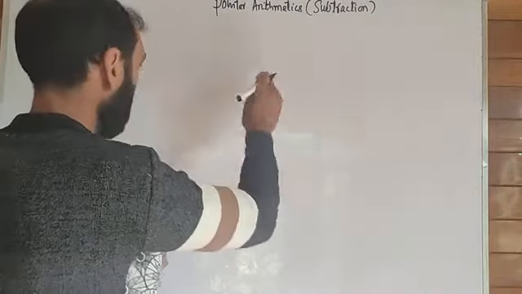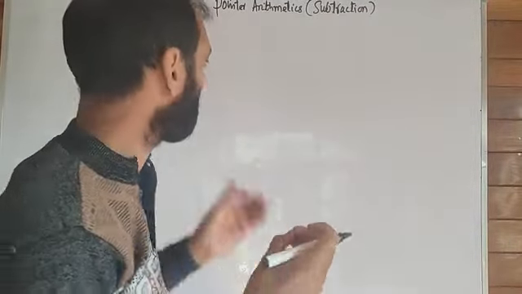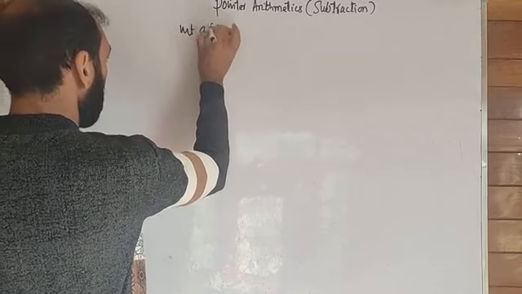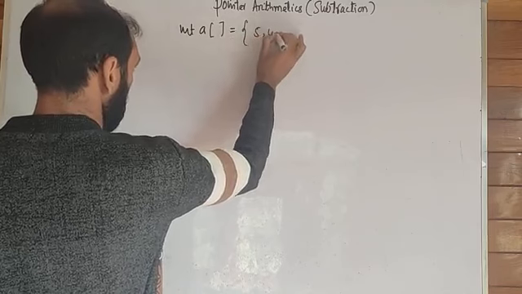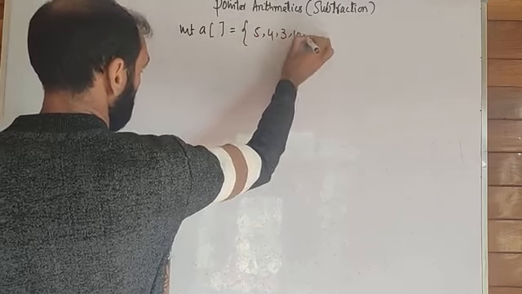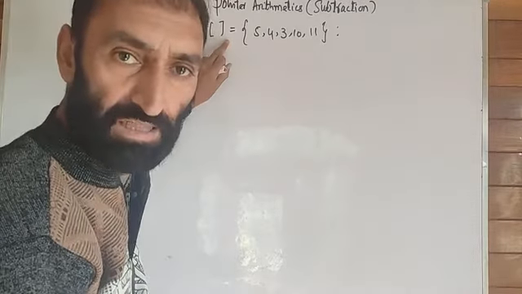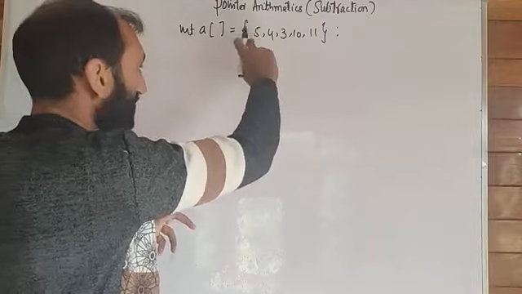So let us start from an array. For example, we have an array int a of 5, 4, 3, 10, 11. Here I have declared the array a of integers, and I have also initialized the elements of the array.